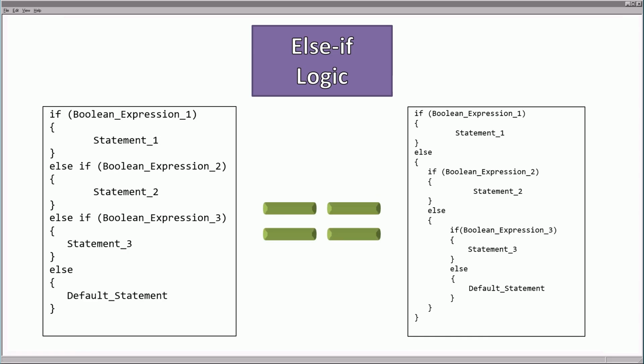Using else-ifs can cause major logic errors. So what we see here are two examples that have the exact same logic. Notice this: we have this if statement with this first Boolean expression and a statement inside of here. Then we have an else-if with Boolean expression 2, a second statement, an else-if with Boolean expression 3 with a third statement, and finally the else has some sort of default statement.